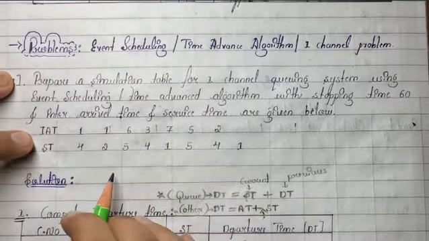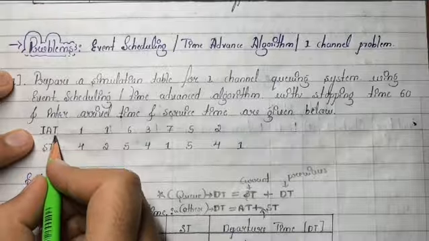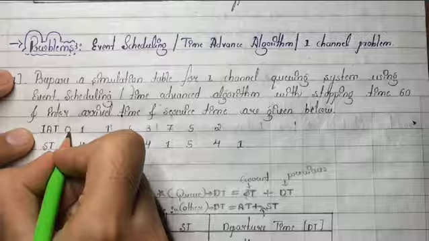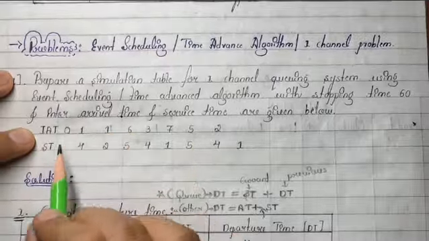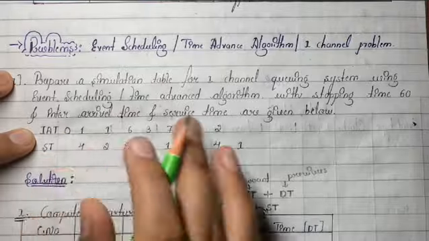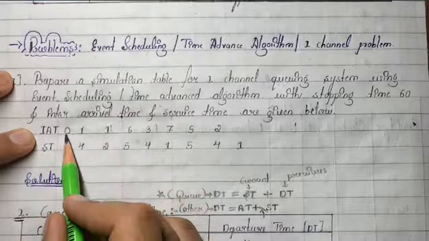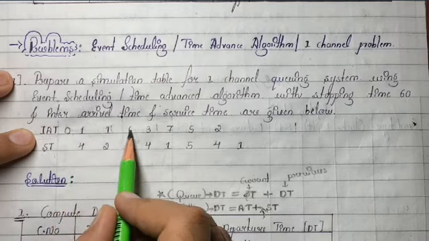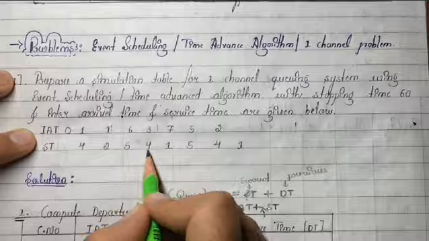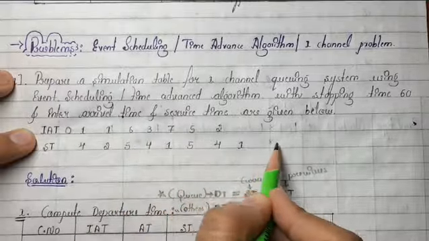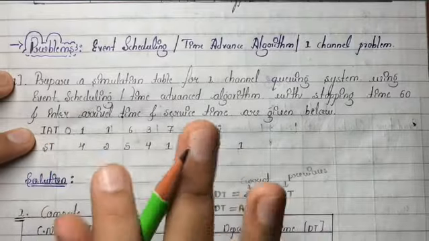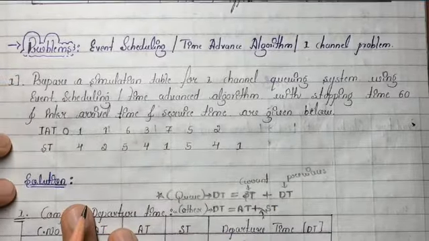We know that the first value of inter-arrival time should always be considered as 0. So 0 here. Now count the number of inter-arrival times and service times and check whether they are equal. 1, 2, 3, 4, 5, 6, 7, 8. These are 8. Yes, they are equal, so we are not excluding any term from the inter-arrival time. Now moving to the solution.